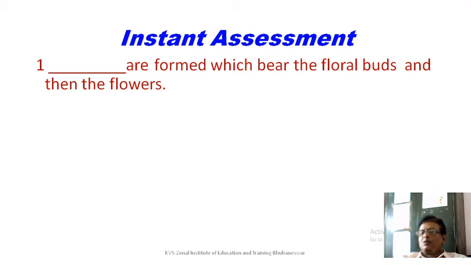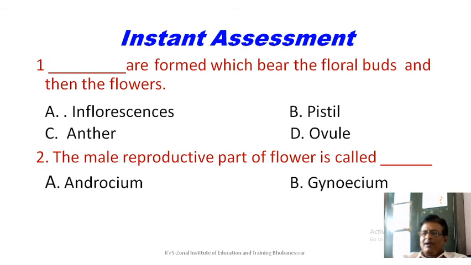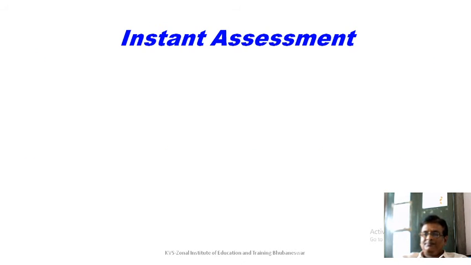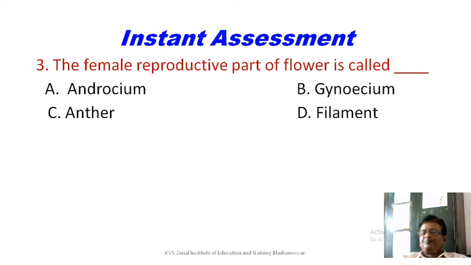Dash are formed when a flower bears the floral buds and then the flowers. Which will be the correct answer? I am leaving this for you. You have to attempt and then tell the correct answer. The male reproductive part of the plant is called what? Androecium, gynoecium, anther or filament. The female reproductive part of the flower is called androecium, gynoecium, anther or filament.